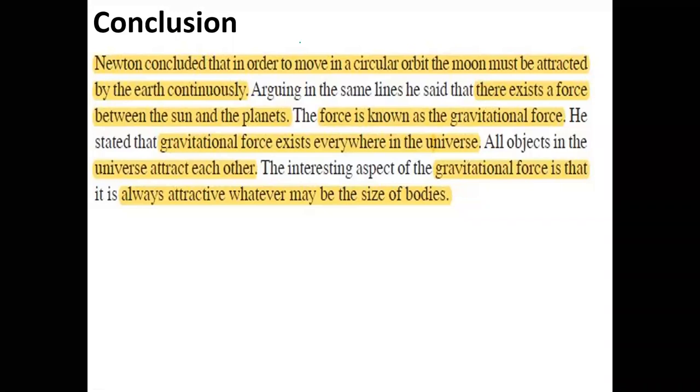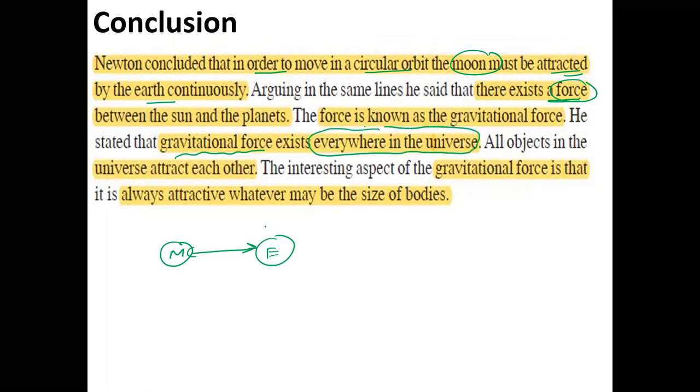What they're saying: Newton concluded that in order to move in a circular orbit, the moon must be attracted towards what? The earth. तो आपको moon और earth इन दोनों के बीच में क्या होना जरूरी है? Attraction होना जरूरी है. There exists a force in between them. So इसीलिए उन दोनों में force होता है. And that force is gravitational force, which exists everywhere in the universe. This is very, very important, बच्चों लोग. It exists everywhere in the universe. All the objects in the universe attract each other.